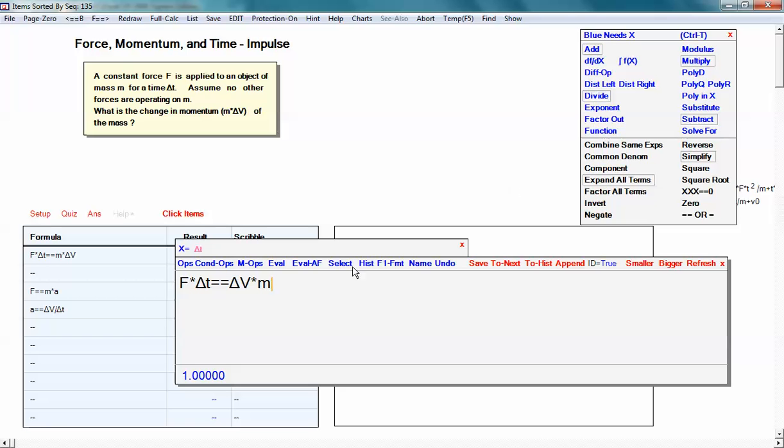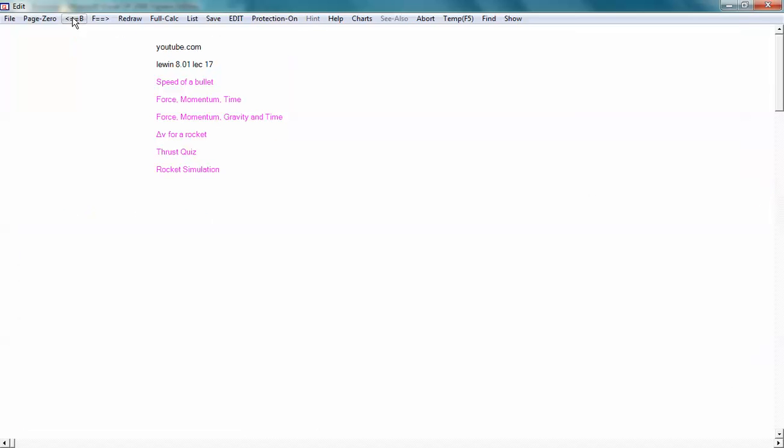So again, this side here is called the impulse, and this side here is the change in momentum. So the impulse is equal to the change in momentum. Now let me illustrate that with our simulation. So let's go to our simulation and see if we can't just cement that idea a little bit.